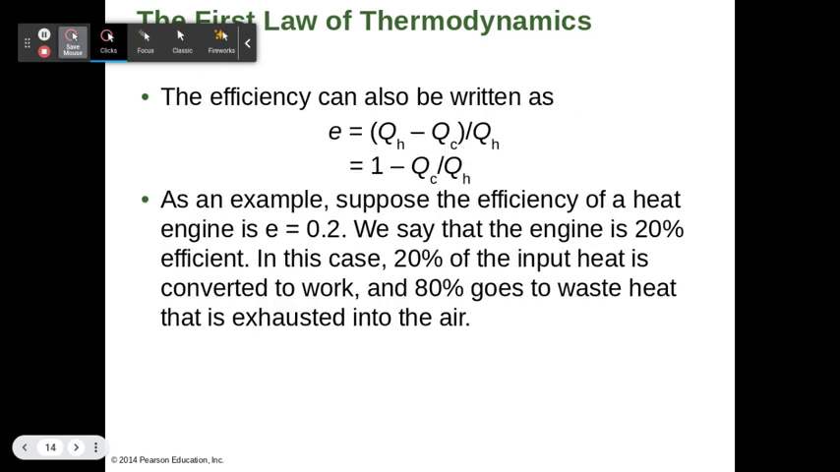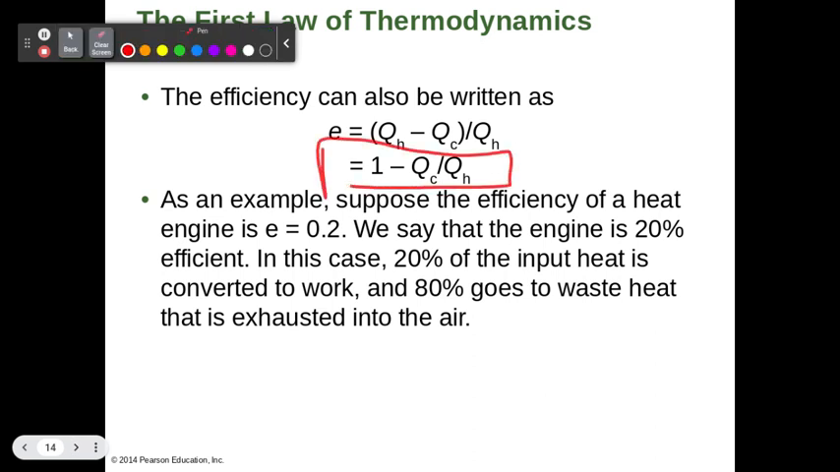Another way we can rearrange that is to give us this form, where our efficiency is also equal to 1 minus the ratio of the heat from the cold reservoir divided by the heat from the hot reservoir. And that's just another way to calculate efficiency using just the heat rather than the work.